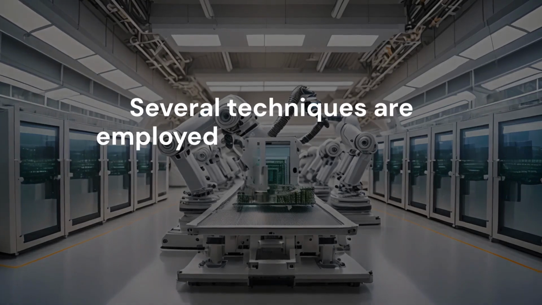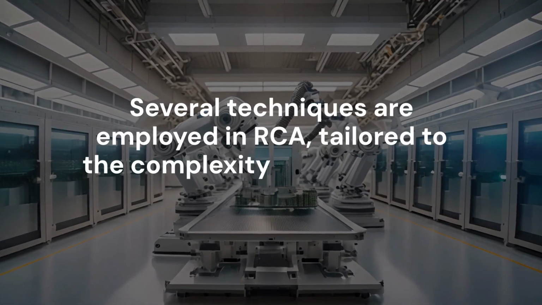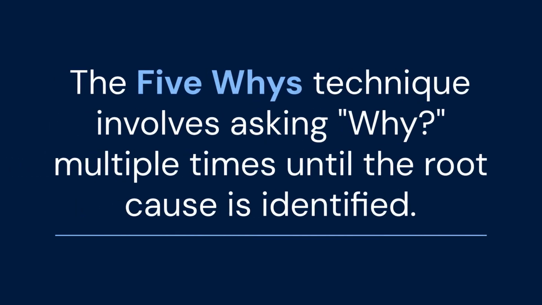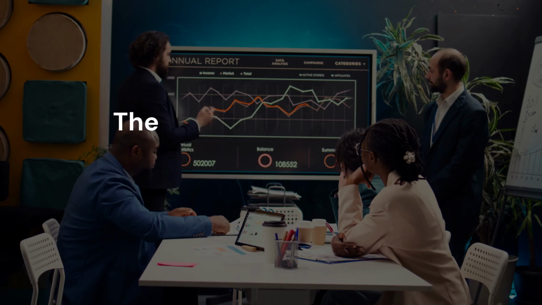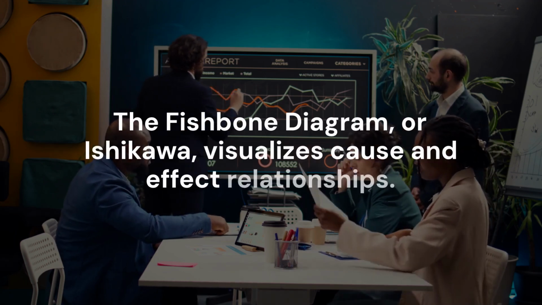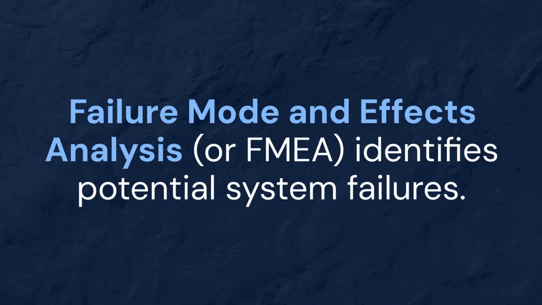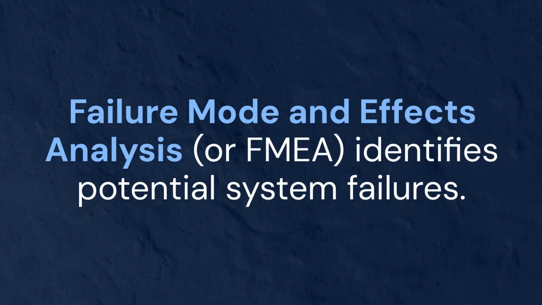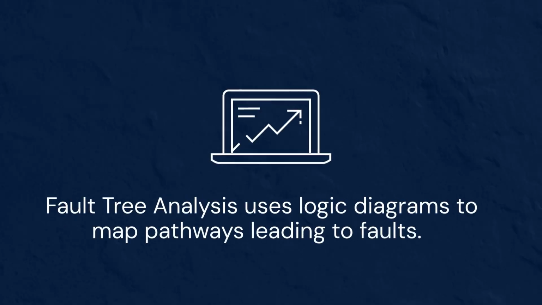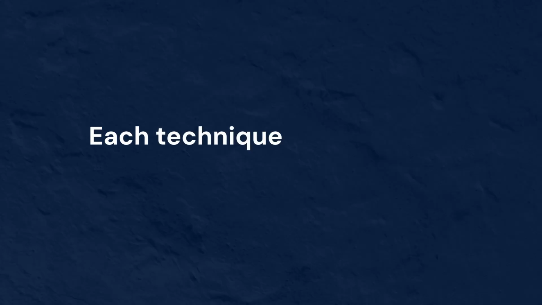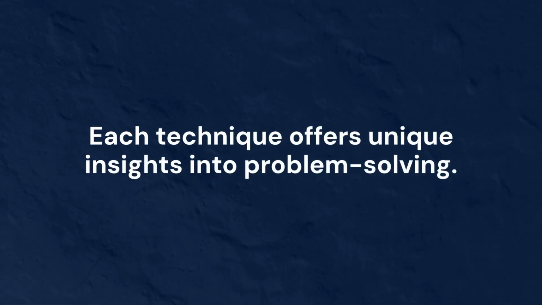Several techniques are employed in RCA, tailored to the complexity of the problem and industry context. The 5 whys technique involves asking why multiple times until the root cause is identified. The fishbone diagram, or Ishikawa, visualizes cause and effect relationships. Failure mode and effects analysis, or FMEA, identifies potential system failures. Fault tree analysis uses logic diagrams to map pathways leading to faults. Each technique offers unique insights into problem solving.